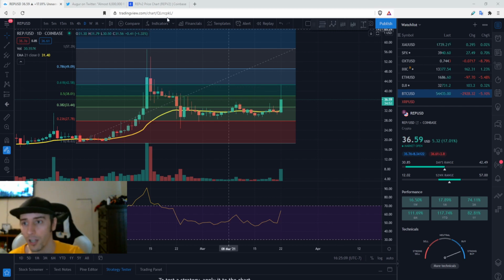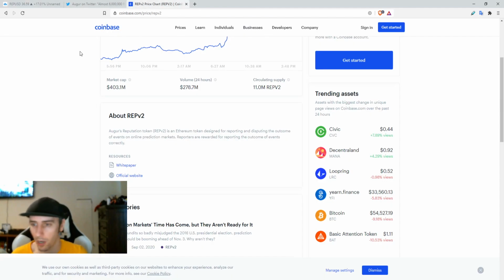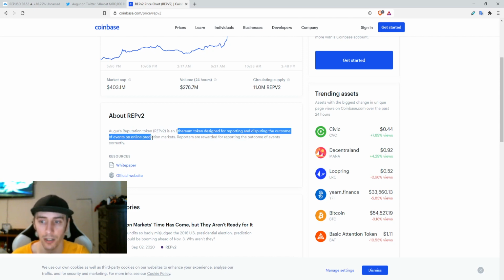Okay, so first off, I want to go ahead and talk to you guys about Augur, right? If you guys don't know, Augur is also known as REP, and they're rebranding essentially to REP v2. Augur's reputation token, REP v2, is an Ethereum token designed for reporting and disputing the outcome of events on online prediction markets. Reporters are rewarded for reporting the outcome of events correctly.